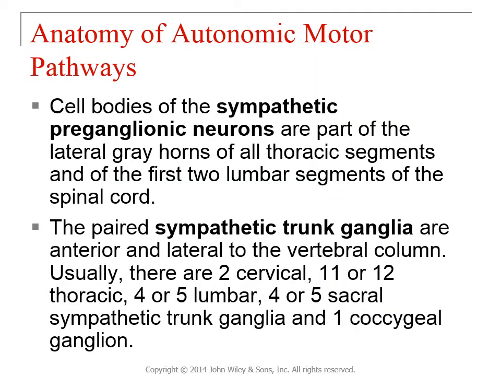Now again, for the sympathetic preganglionic neurons, these will be found in the spinal cord through all thoracic segments and use the first 2 or 3 lumbar segments as well. Now the sympathetic trunk, however, can branch both superiorly and inferiorly from those particular sections. So in this case, you could have up to 2 cervical, 11, 12 thoracic, 4 or 5 lumbar, 4 or 5 sacral, and then 1 coccygeal ganglion on top of that. So these are going to be just lateral and anterior to the spinal column themselves.